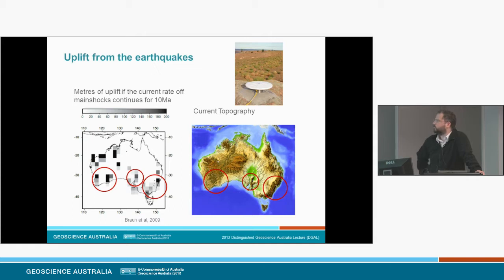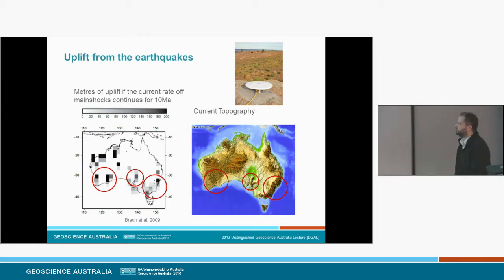This is another piece of work I did 5 years ago now. Basically, I took the current rate of earthquakes and I tried to work out how much uplift they would generate if they had been going at the current rate for 10 million years. So this is called the uplift rate that you would infer from seismicity. And usually it varies across Australia from 50 to 200 metres of uplift. That would be produced by erosion if you compare that topography.